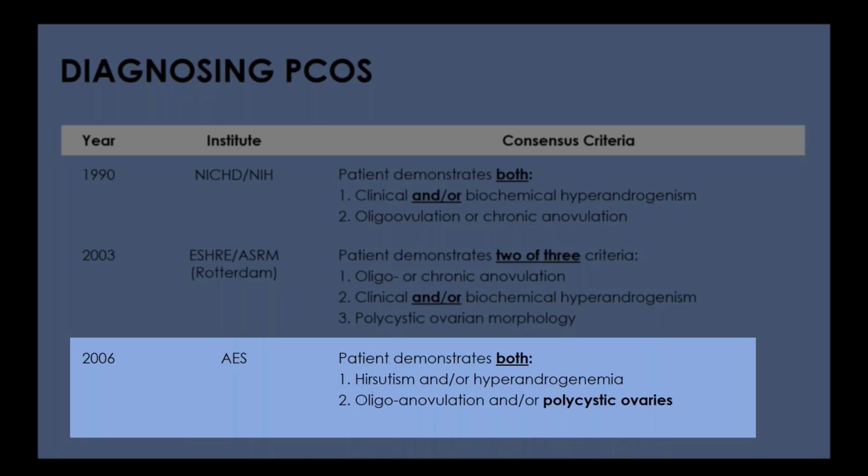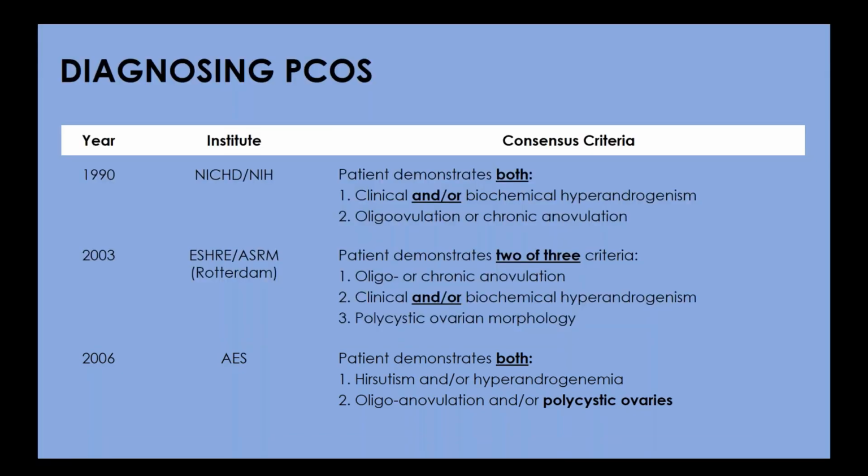And most importantly, each of these criteria require exclusion of other differential diagnoses which could mimic PCOS, such as hypothyroidism, such as hyperprolactinemia, such as late onset congenital adrenal hyperplasia, such as androgen secreting tumors, such as iatrogenic exposure to exogenous androgens. So after you rule out every other possibility that could mimic the presentation, a patient may be diagnosed with PCOS based on any of these three criteria.